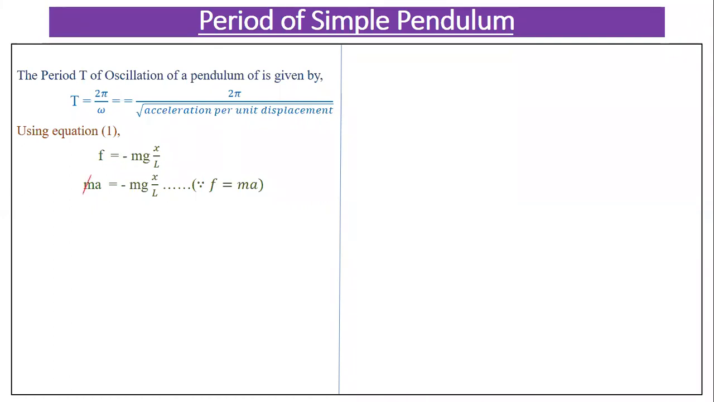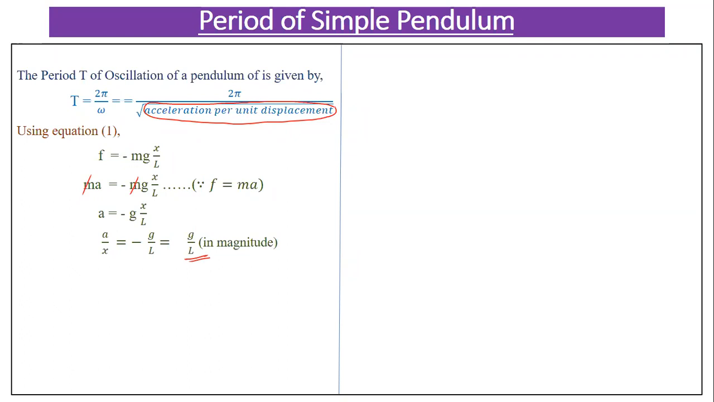Now the m and m get cancelled, and we get acceleration is equal to minus g into x by l. This is the formula of acceleration we get. Now listen, acceleration per unit displacement means we have to shift x to the acceleration side. So a by x is equal to minus g by l. In magnitude, only g by l.